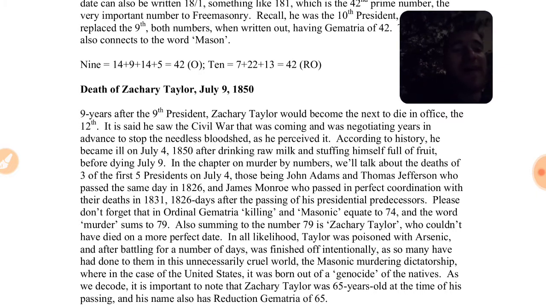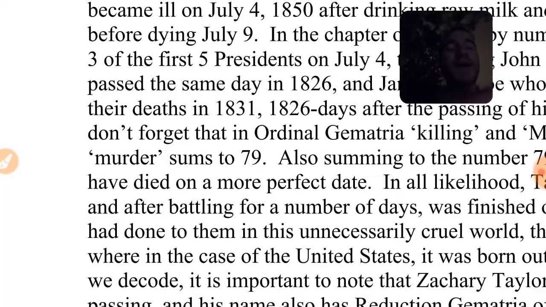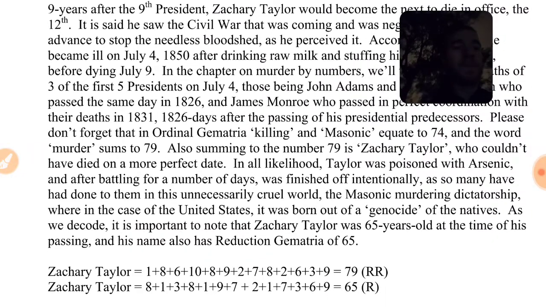1,826 days after the passing of his presidential predecessors. Please don't forget that in ordinal gematria, killing and Masonic equate to 74, and the word murder sums to 79. Also summing to the number 79 is Zachary Taylor, who couldn't have died on a more perfect date. In all likelihood, Taylor was poisoned with arsenic, and after battling for a number of days, was finished off intentionally, as so many had done to them in this unnecessarily cruel world.